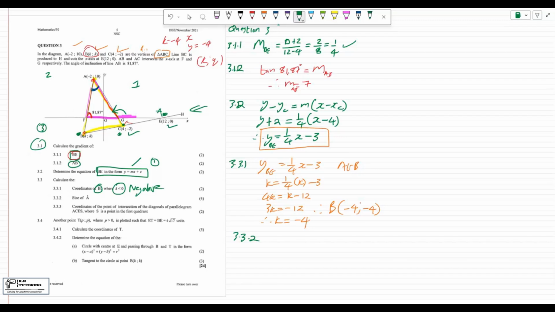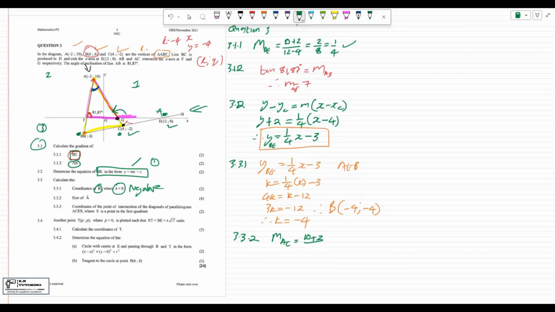Do I have the gradient of AC? No. So I'm going to start by determining the gradient of AC. The gradient of AC is going to be change in y over change in x. So it's going to be 10, but I don't have the coordinates of G. But G and C are collinear, all on the straight line, so I can use C as my substitution. Very, very important.